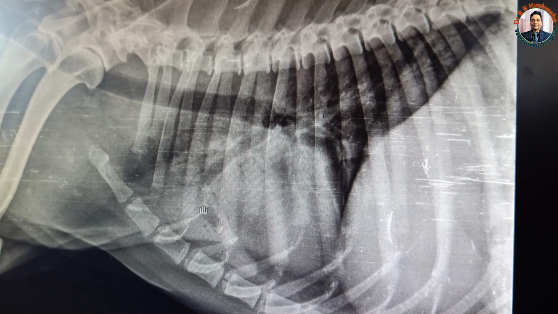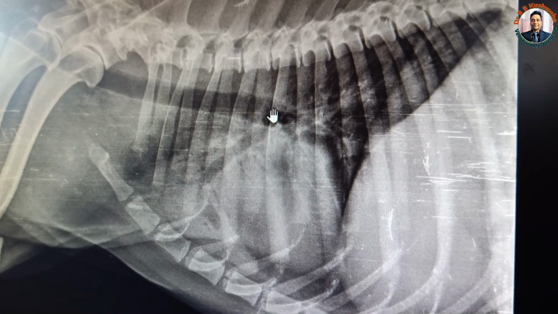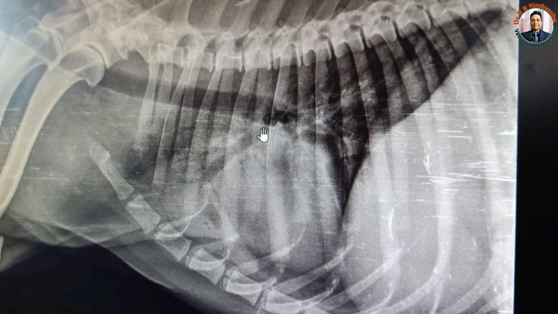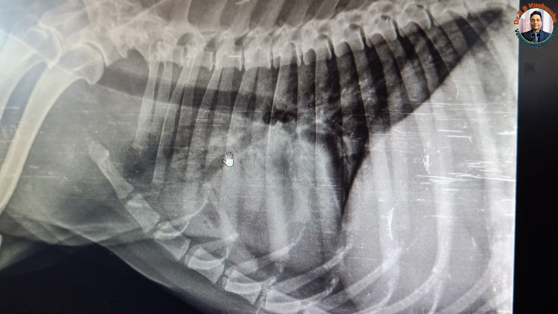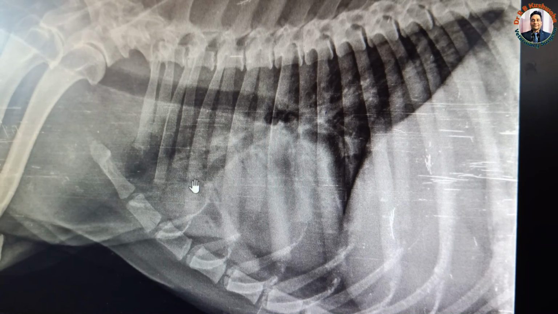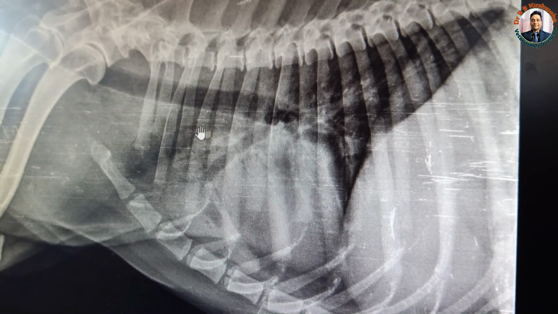But here you will find there is a loss of the cardiac silhouette in this particular region. If you see, this is the primary bronchus, and you could see it here as if it is a branch of some tree. This particular type of radiographic sign we notice in case of pulmonary edema.